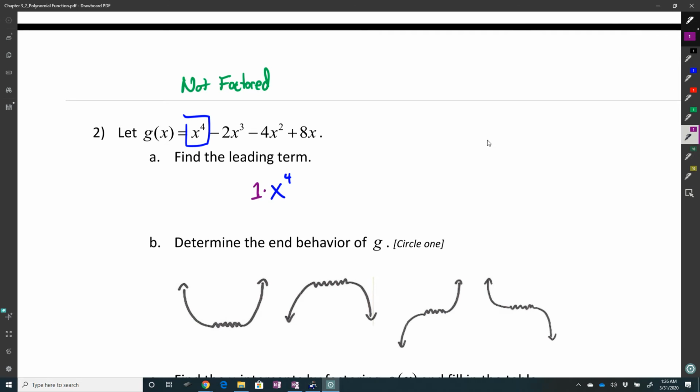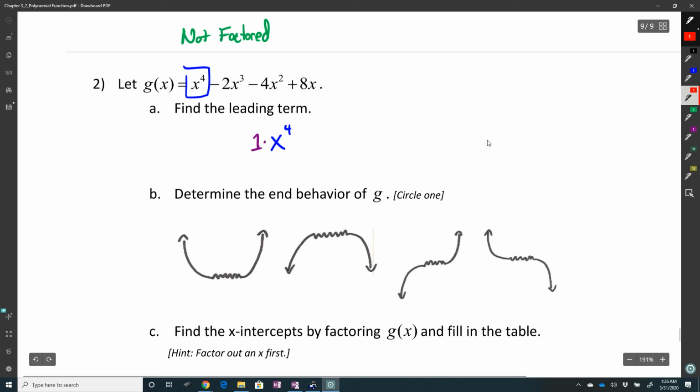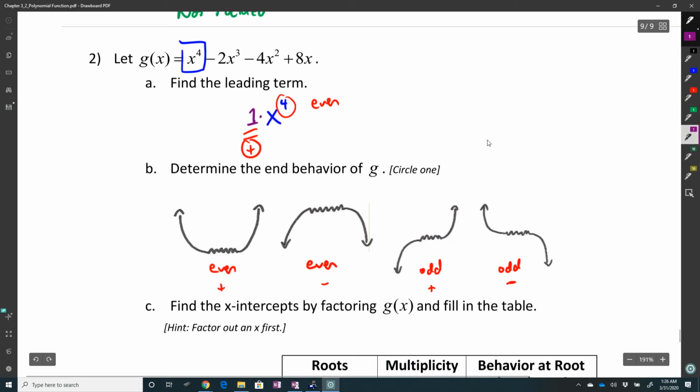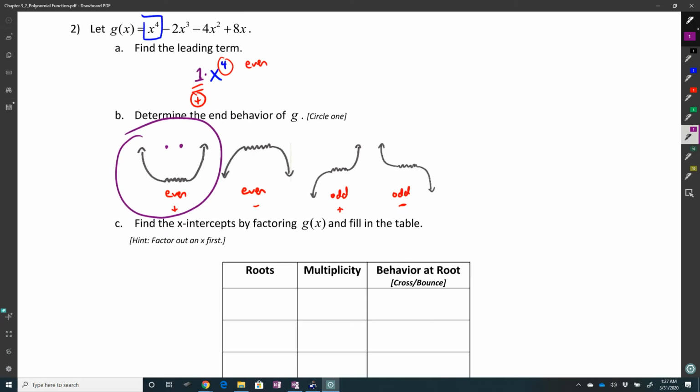Okay. So here, for the end behavior, I notice that this is even. The number in front is positive. So remember, the ones that look like parabolas are even. The ones that look like cubics are odd. Positive parabola, negative parabola. Positive cubic, negative cubic. So I have a positive even, so it's going to be this picture. Put a little happy face. Anyway, so the leading term was easy.